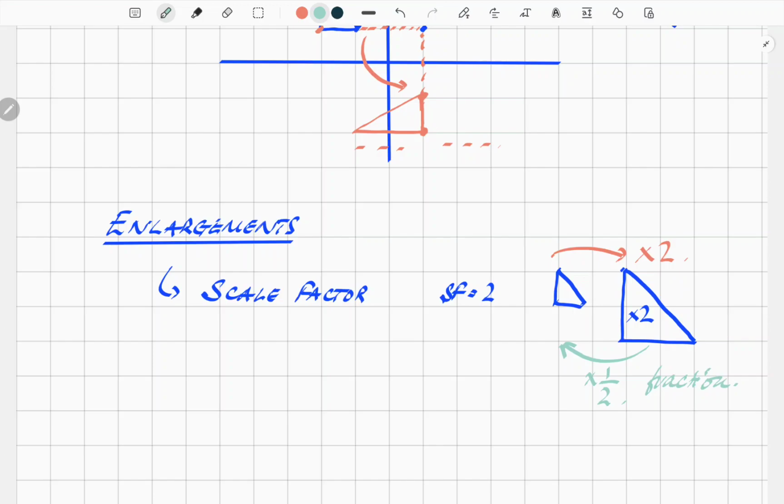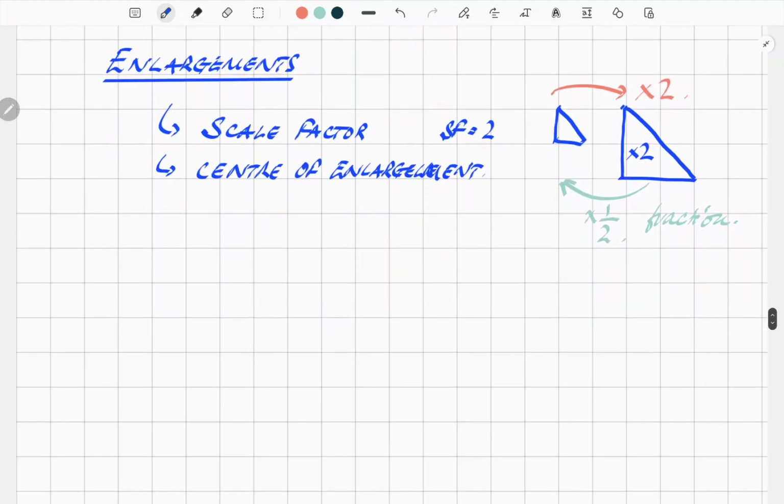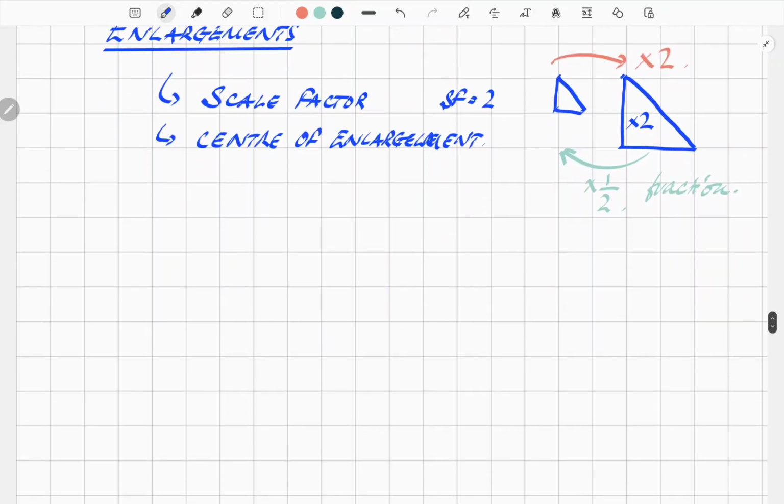All right, like that. The other bit of information you need is the scale factor, and you need what's called a point, which is a center of enlargement. That basically is all you need, and I'm just going to do an example rather than waffle on about it.